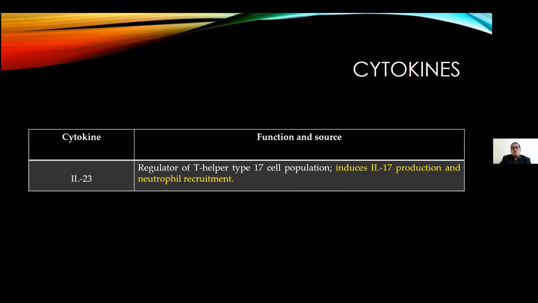Interleukin-23 induces interleukin-17 production. So you see the intricacy of the networking in these cytokines. You need interleukin-17, which helps in the production of other pro-inflammatory cytokines. But at the same time, you will need interleukin-23, which will be inducing the production of interleukin-17 itself. And of course, interleukin-23 also has a role in neutrophil recruitment.